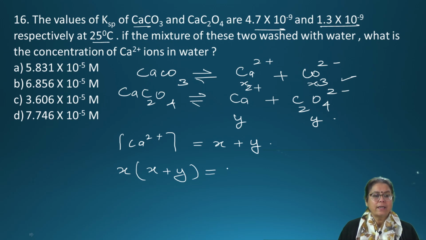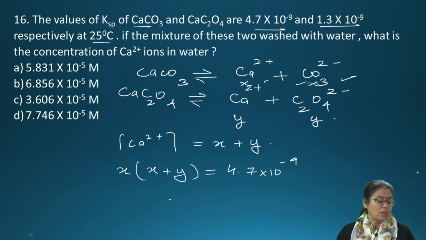KSP की वैल्यू दे रखी है ना उन्होंने, तो KSP की वैल्यू क्या हो गई? दिस इनटू दिस, कॉन्सेंट्रेशन ऑफ दिस इनटू कॉन्सेंट्रेशन ऑफ दिस. और KSP की वैल्यू उन्होंने कितनी दी है? 4.7 into 10 raised to power minus 9. This is the value of KSP which is given to us. So ये आपके पास आ जाता है.